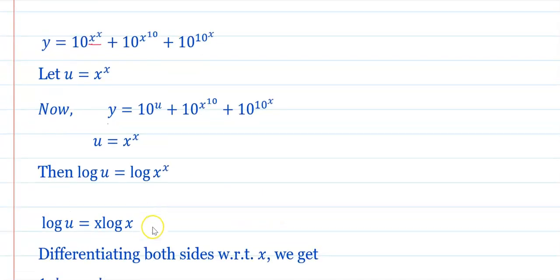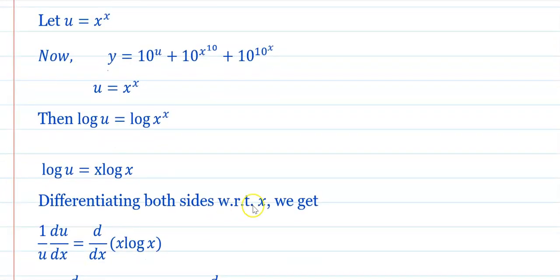Now the derivative of u is equals to x raised to x, we will first find out. Okay. Now take log on both sides. Then here you will get log of u is equals to log of x raised to x. Okay. Now log of x raised to x can again be written as x into log x. Okay. Now differentiate this both sides, differentiating both sides with respect to x. What is the derivative of log of u? It is 1 upon u into du by dx.